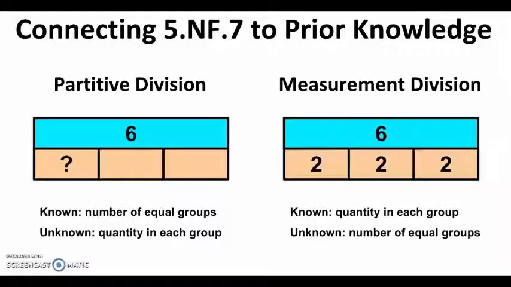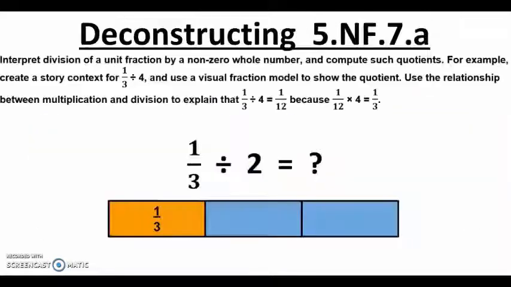Side note, this is not a requirement for students to know. Rather, this information is only intended for teacher content knowledge. So now let's take a closer look at Part A of 5.NF.7. Here students are asked to understand how to interpret division of a unit fraction, a fraction with the numerator equal to 1, by a non-zero whole number. A good story context might be, Sam has 1/3 of a candy bar left.